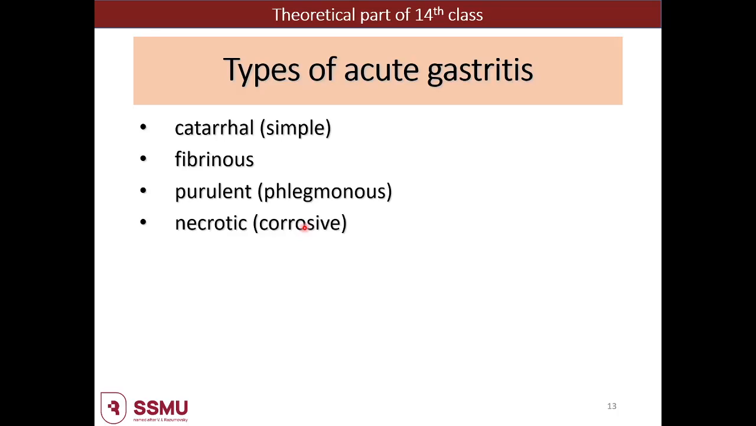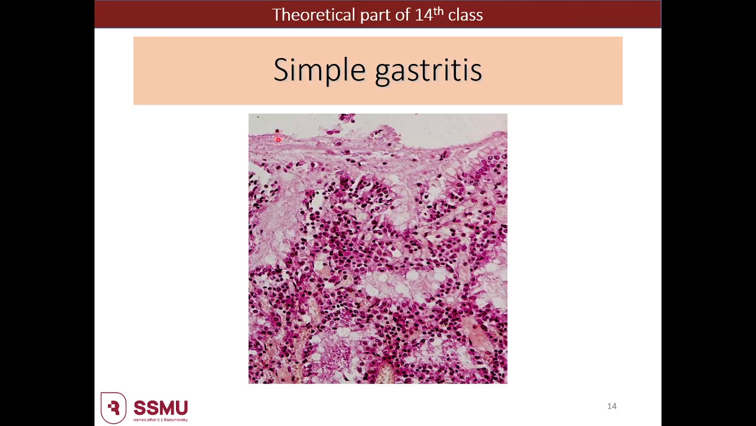Types of acute gastritis. According to morphology, it may be simple or catarrhal, characterized by catarrhal inflammation; fibrinous, associated with fibrinous inflammation; purulent, mostly the phlegmonous type of gastritis; and necrotic, one of the most dangerous of them. The light one is catarrhal, and mostly it ends without any consequences. On this slide we may see simple or catarrhal inflammation in the glands of the stomach.